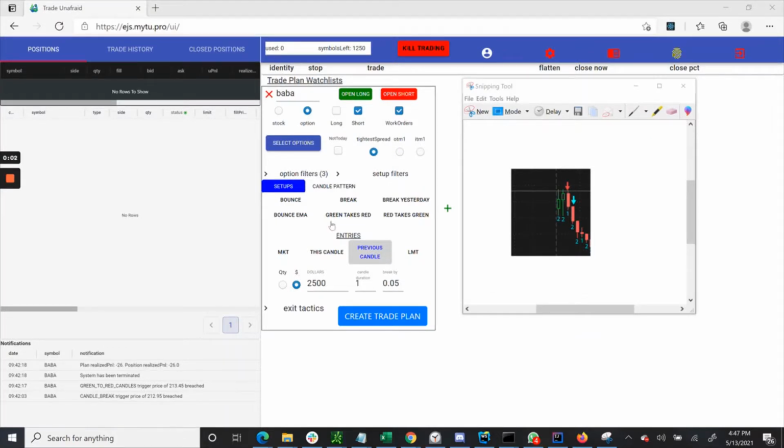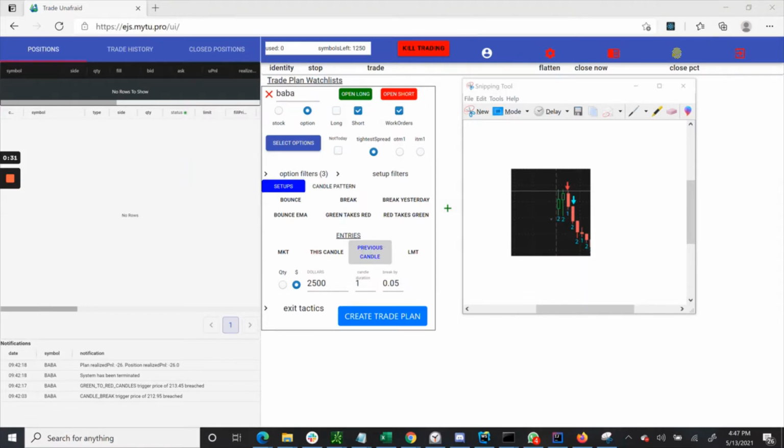The simplest way to accomplish this using Trade Unafraid is to use one of the candle break setups. We have our symbol as BABA, we are trading in options, and we are looking to go short. Our setup is either this candle or previous candle. Previous candle will place a trigger at the bottom of the previous candle. Let's say if the time is currently where the blue arrow is, and we want to place a trigger at the bottom of the inside candle. So then we would use the previous candle setup.